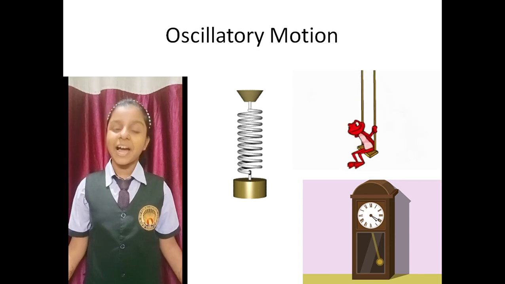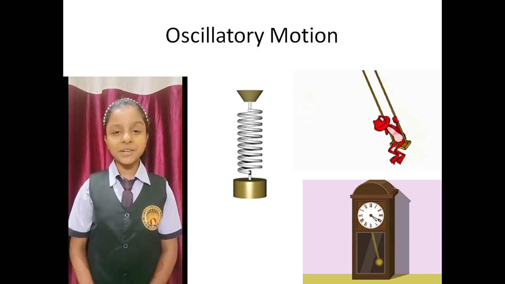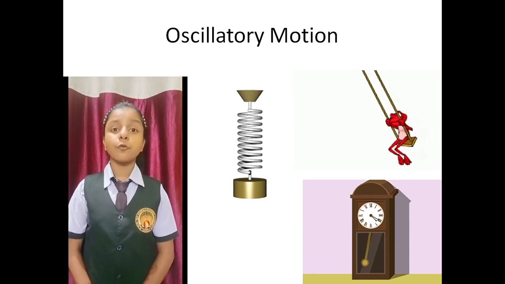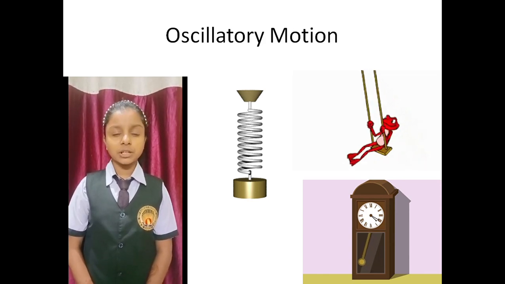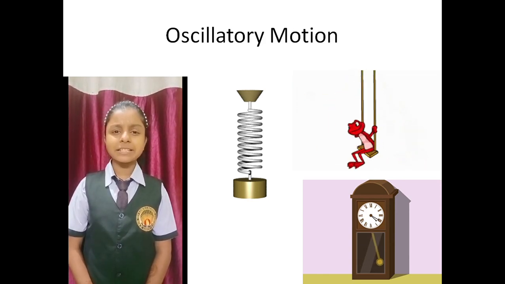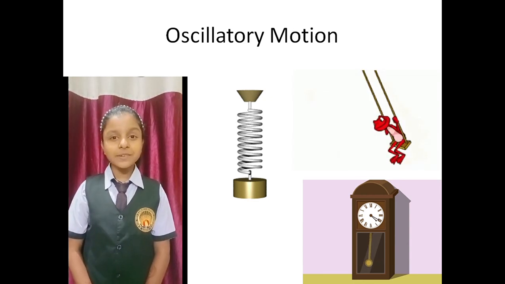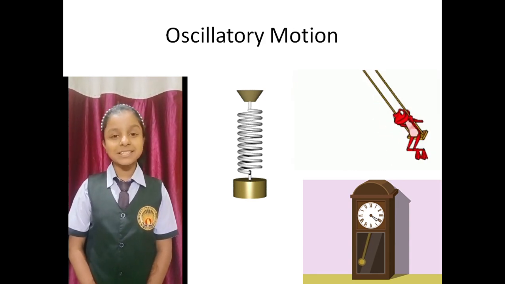Hello everyone, I am going to explain about oscillatory motion. What is oscillatory motion? Oscillatory motion is defined as the to-and-fro motion of an object about its mean position. Friends, have you ever seen a clock pendulum or a spring or a child swinging on a swing? These are examples of oscillatory motion.